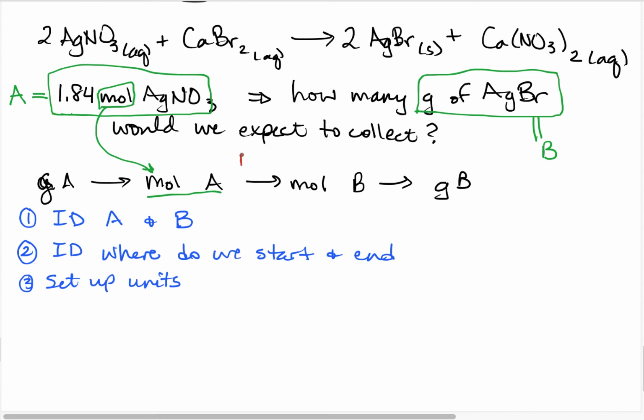We're going to take the balanced equation and we're going to convert from moles of A, silver nitrate, to moles of B, silver bromide. And then we're going to use the molecular weight of B to convert from moles of B to grams of B. So when you set up those units, I hope what you did was you started with 1.84 moles of silver nitrate.